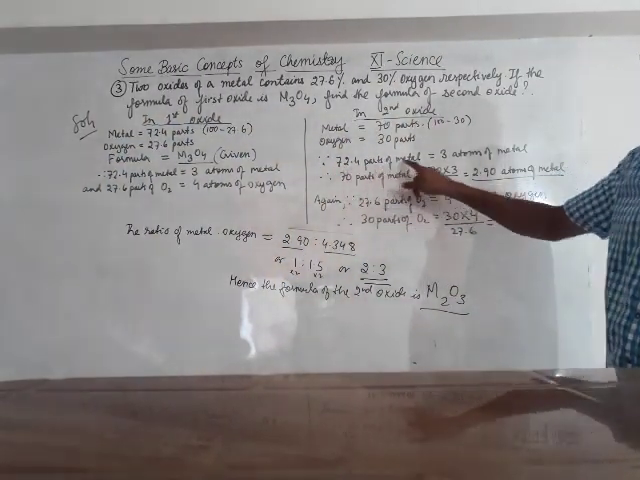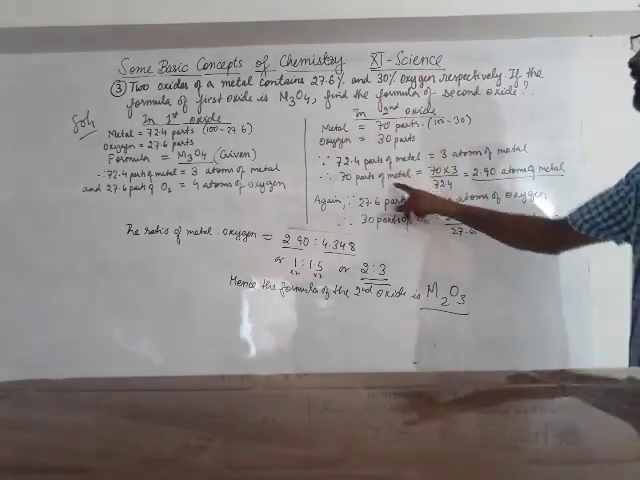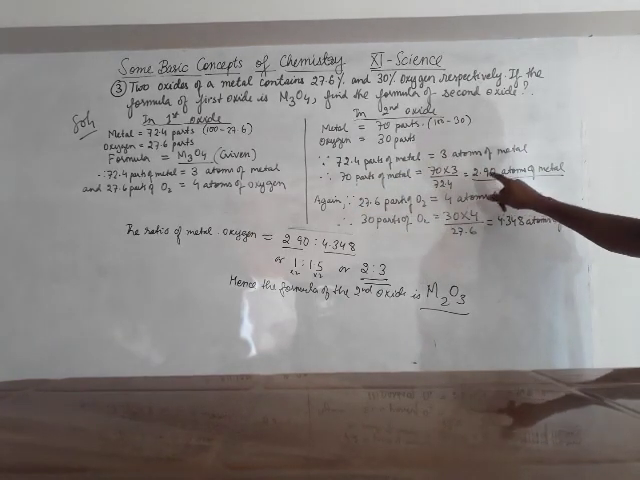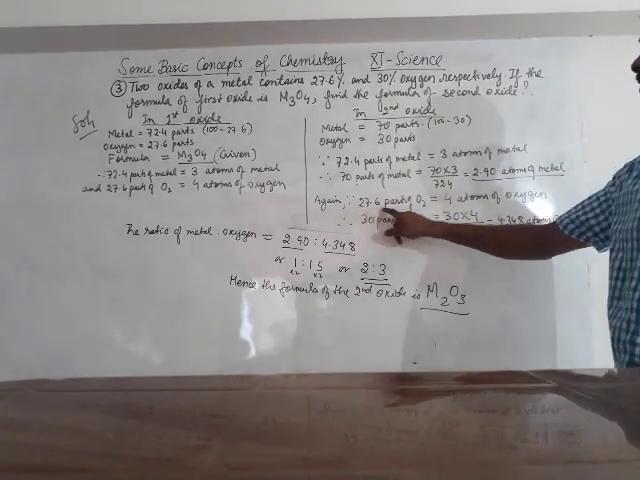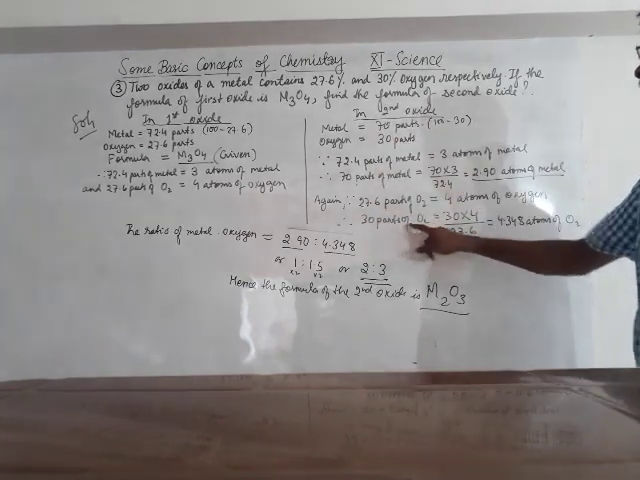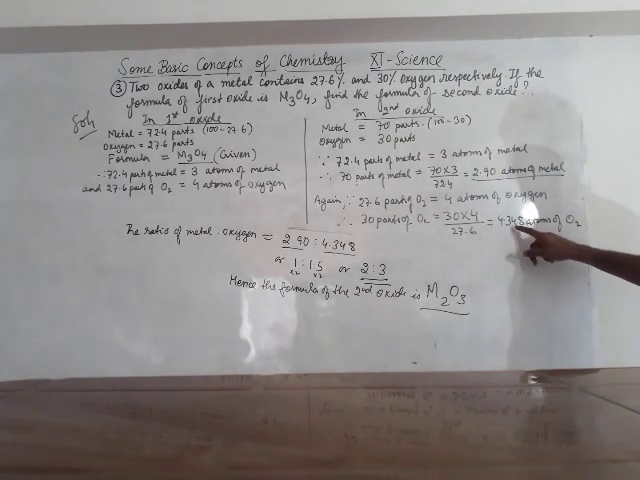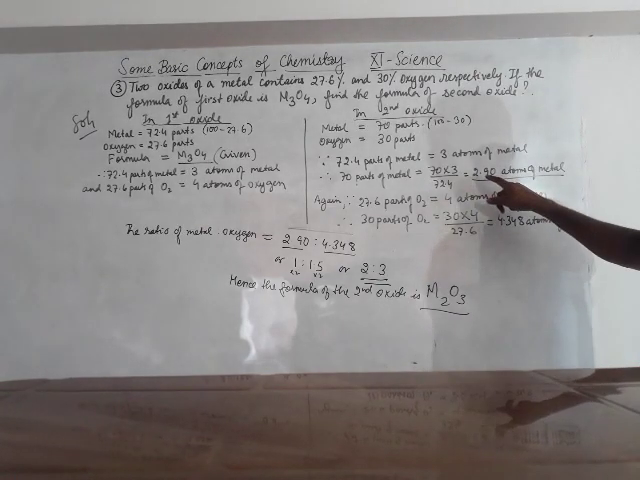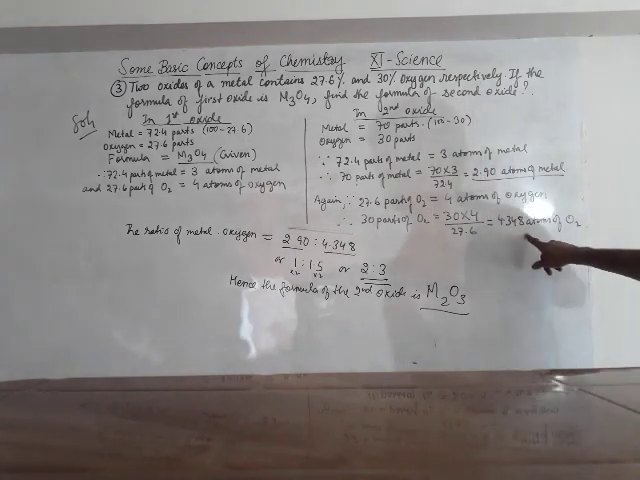Since 72.4 parts of metal is 3 atoms of metal, therefore 70 parts of the metal in the second oxide will be 70 multiplied by 3 divided by 72.4, that will give me 2.90 atoms of the metal in the second oxide. Again, since 27.6 parts of oxygen is 4 atoms of oxygen, therefore 30 parts of oxygen will be equal to 30 multiplied by 4 divided by 27.6, that is coming to 4.348 atoms of oxygen. Now in the second oxide, we have got the number of atoms of metal and the number of atoms of oxygen. So using these two data, we write a sentence.